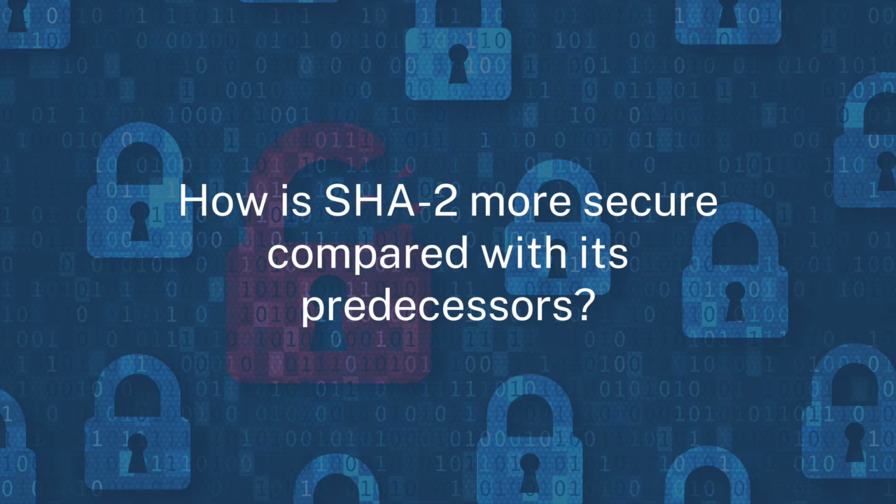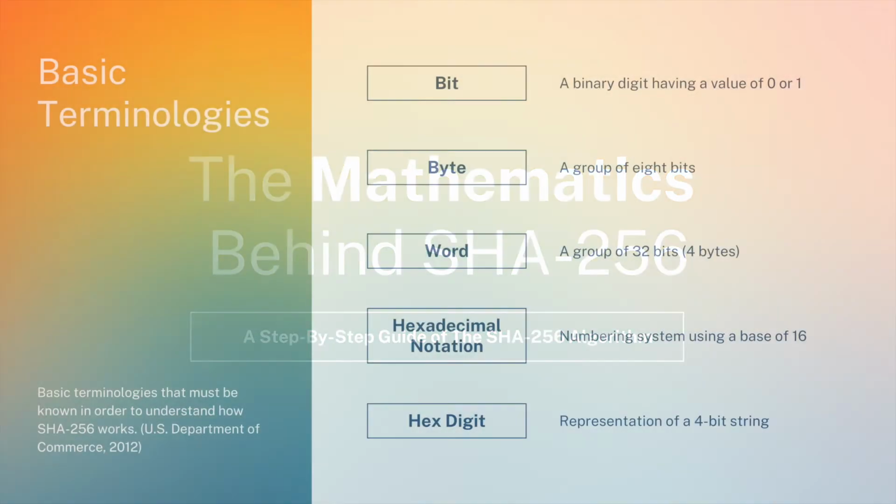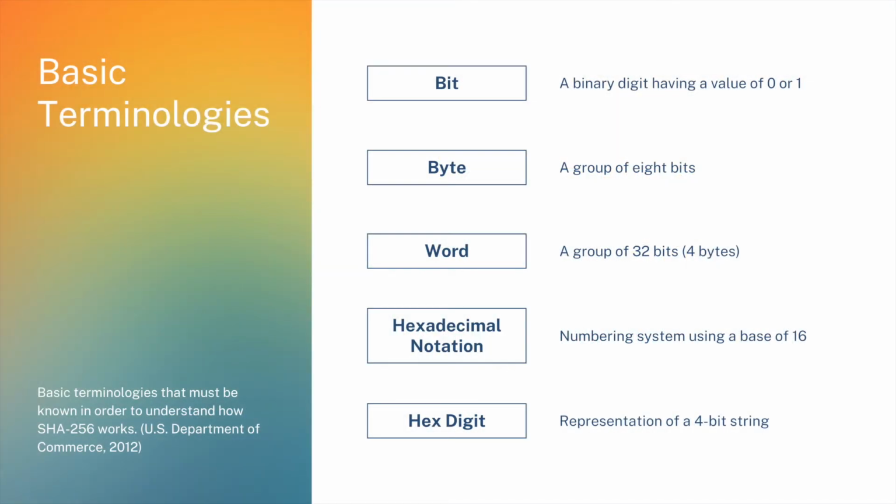Now that we've gained a deeper understanding of what SHA-256 is, let's dive into the mathematics behind it. The hashing algorithm might be overwhelming for a lot of us, so I divided my explanation into 6 parts to make it more digestible. For the first part, let's discuss some of the terminologies that we will encounter.